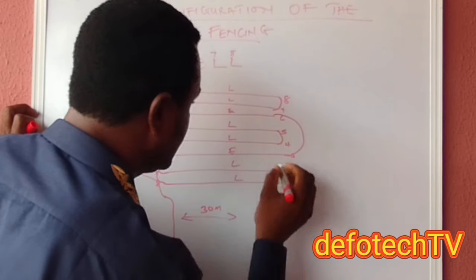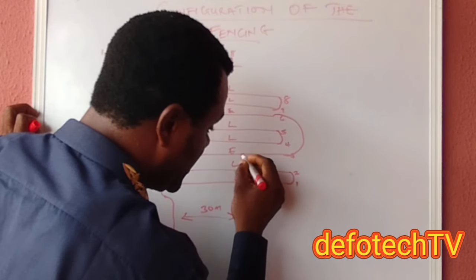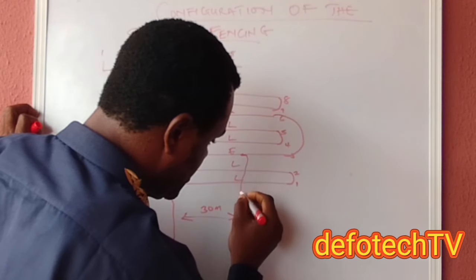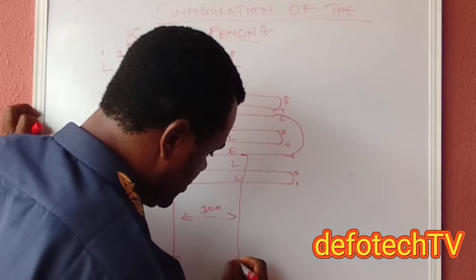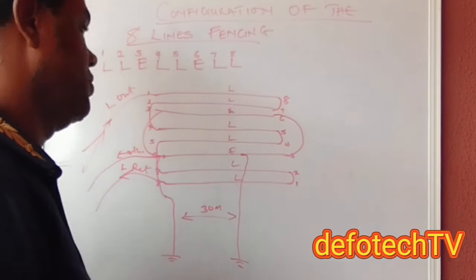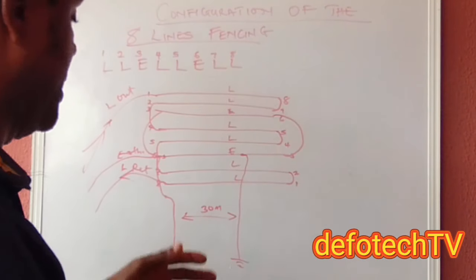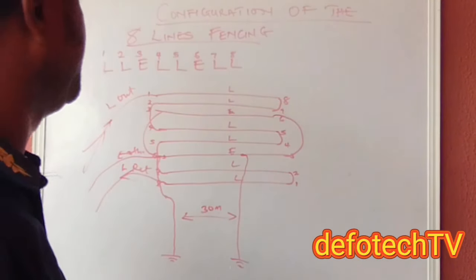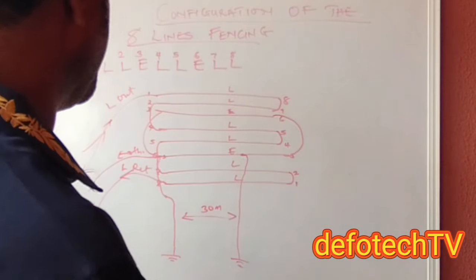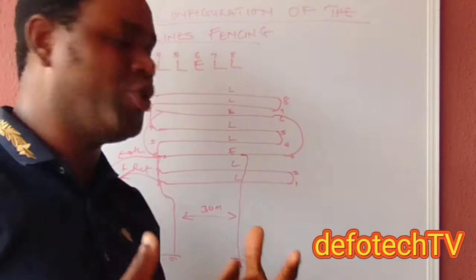30 meters, pick another wire from your earth, insulated cable, your HT, to the ground, bury your earth rod. Do just this all the way around. By the time you're done with the whole thing, then it means your fence is set. You can see most times, we're not talking much about the earth, but most times you're saying, I don't talk about earth.